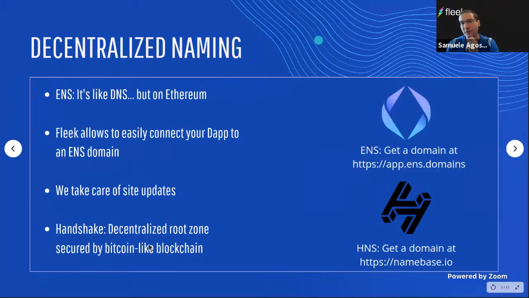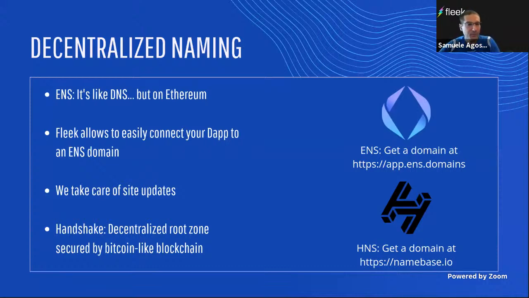Also, another advantage of using Fleek is you can decentralize the naming. By that I mean the domain name. You can use things like ENS, which is like DNS, but on Ethereum, to decentralize everything. You've got your smart contracts, you've got your dApp, and now even the domain name is decentralized.